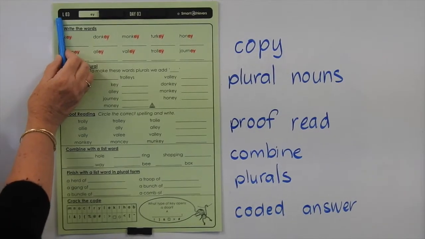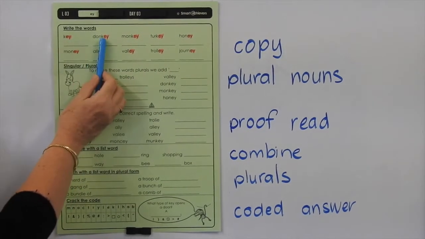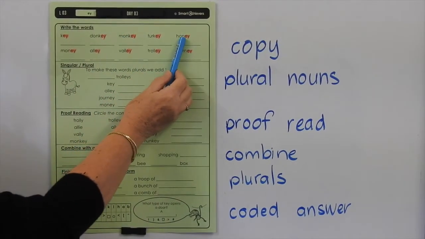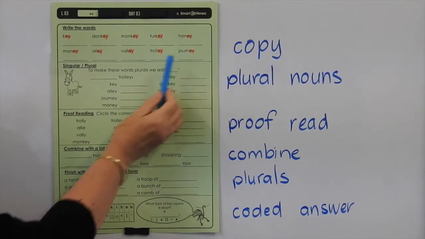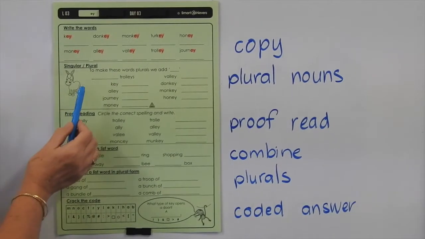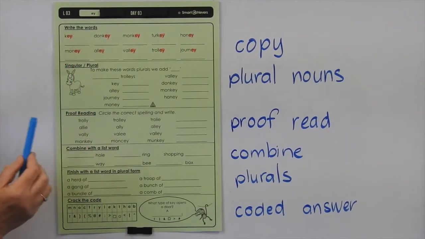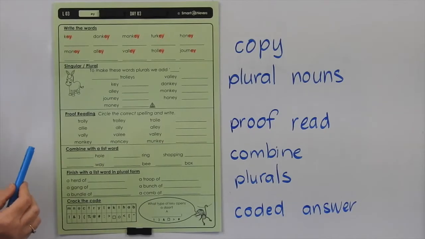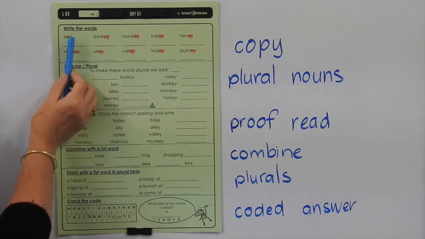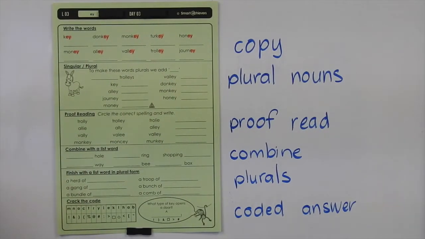This is level L, list 3, and we're doing the day 3 page, and our words are key, donkey, monkey, turkey, honey, money, alley, valley, trolley, and journey. There aren't a lot of words that end in EY, so we've picked out the most common ones for you to learn and remember, because most of the time when you hear a long E sound at the end of a word, it's just a Y. So you have to colour in the EY in all of these to hopefully help you remember to use the EY on the end of these words.